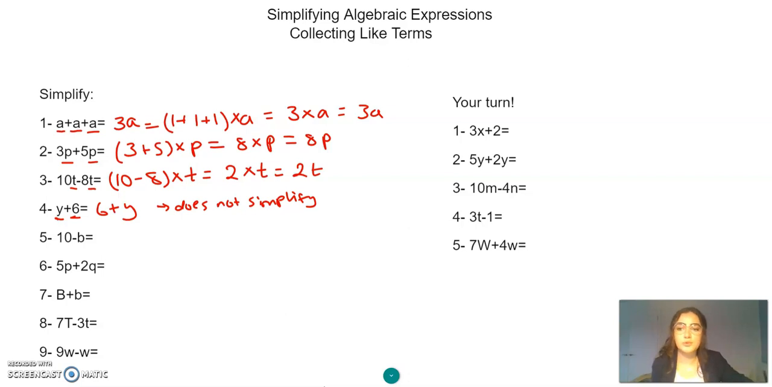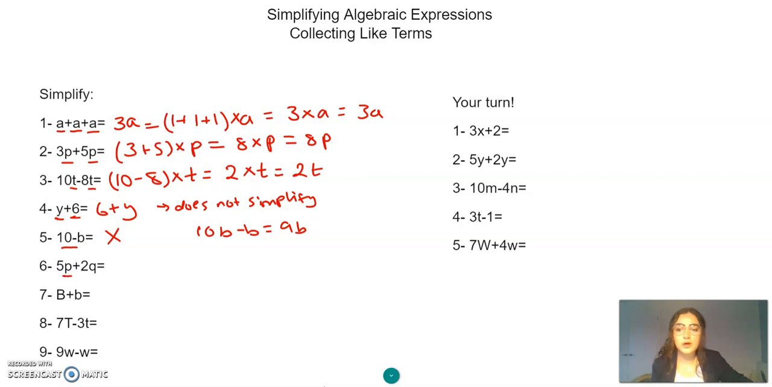So next example, 10 minus b. Again, not like terms. If it was 10b minus b, then yes, we could simplify this. So we have 10b minus 1b, so we would have 9b. But that is not the case here, so again, it does not simplify.